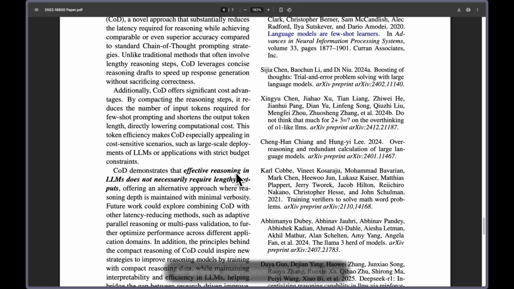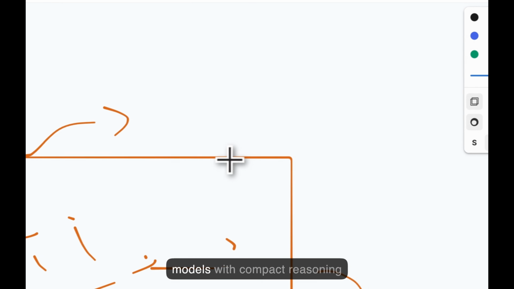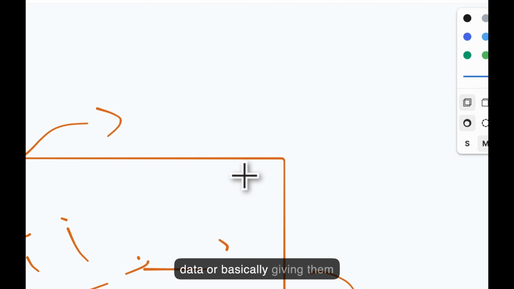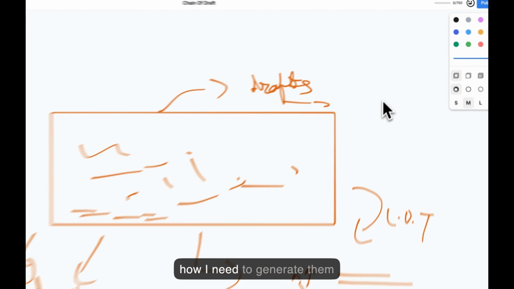COD demonstrates that effective reasoning in LLMs does not necessarily require lengthy outputs, and they're offering an alternative approach. They're saying that if you pair COD with other latency reducing methods, like parallel reasoning or multipass validation, you could possibly get even more gains. Or something you might consider in the future is training models with compact reasoning data, or basically giving them those small drafts so that they can understand that, okay, this is how drafts are created, this is how I need to generate them while reasoning.